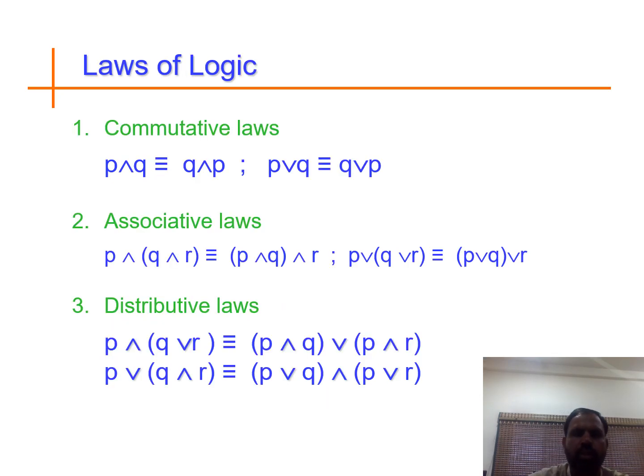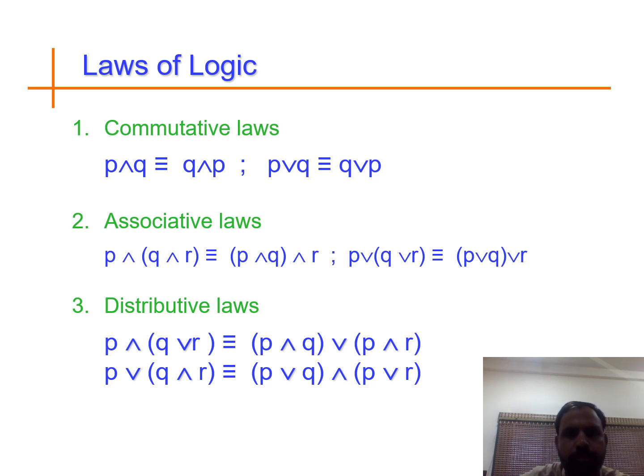Laws of logic. First law is the commutative law, which we have discussed also in the real numbers. Commutative laws: P and Q is equivalent to Q and P. P or Q is also equivalent to Q or P. Commutative law also holds in real numbers. Commutative law does not hold in matrices in general.